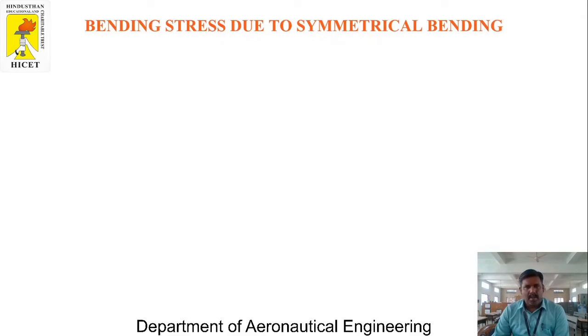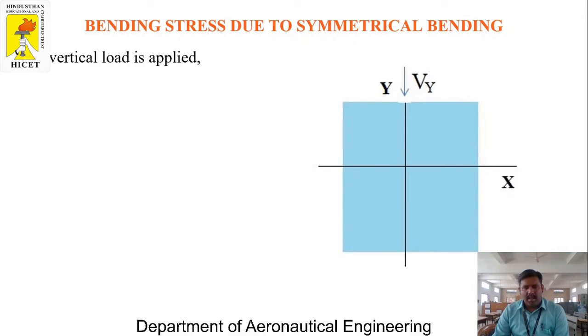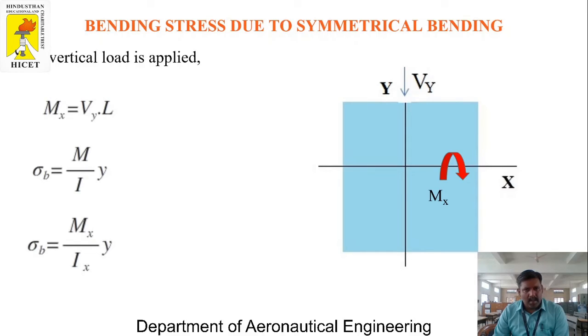Bending stress due to symmetrical bending. If a vertical load is applied on any cross section, it will produce a moment about the x-axis, that is Mx. Mx can be written as Vy into L, and we know the basic equation of bending stress sigma b is equal to M by I into y. If you substitute Mx, we get the bending stress for symmetrical bending when applying a vertical load, that is sigma b is equal to Mx by Ix into y.